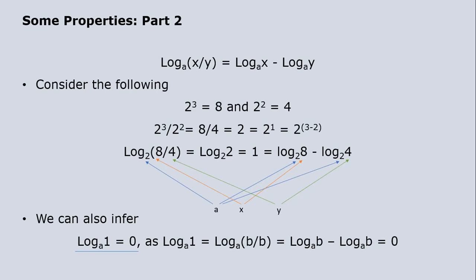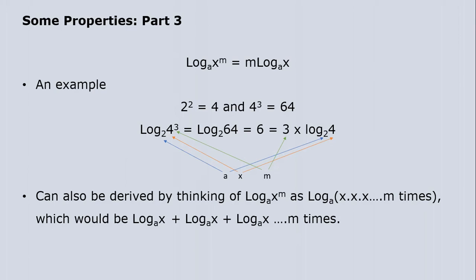Another interesting consequence of this property is that log of 1, whatever the base may be, will always be 0. Recall the graphs that we saw earlier. Hope it's now clear why all the graphs pass through the point (1, 0) on the xy plane.